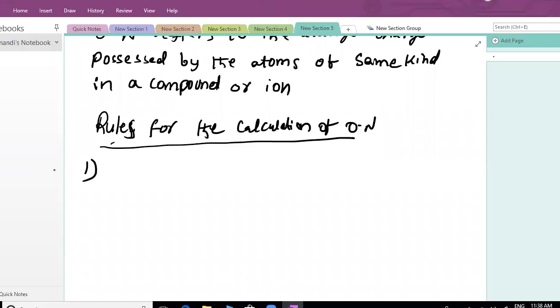The oxidation number of an element in its elemental state is 0. Did anyone not write? Can I repeat one more time or no need?